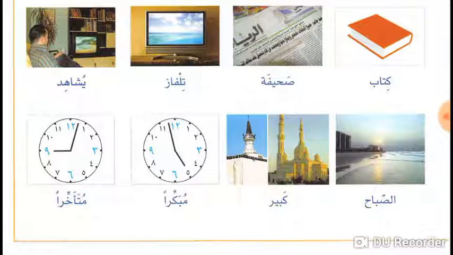فجر. Big. مبكرا. مبكرا, early. متأخرا, late. Okay, متأخرا, late. تدريب. So give short answer to this question. من يستيقظ مبكرا؟ Who wakes up early?